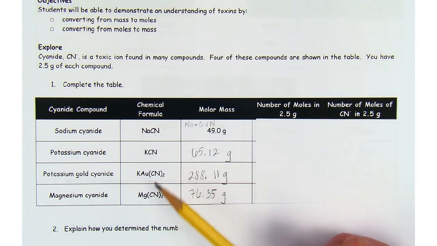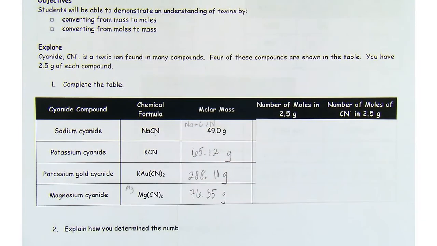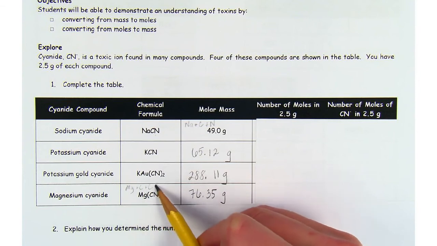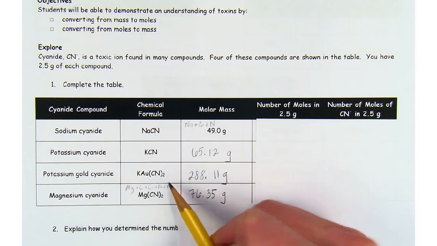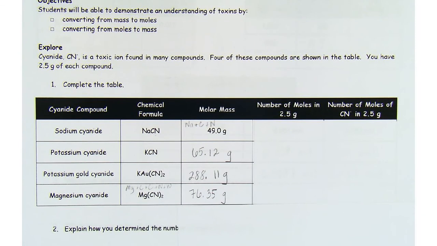These last two are a little bit tricky. I'll just show you for the last one how we got this 76. We looked at magnesium, Mg, and there's 1 magnesium. That 2 outside the parentheses means I have 2 of everything that's in here, so I have 2 carbons and 2 nitrogens. If you were to look on your periodic table and add those up, you should come up with 76.35.